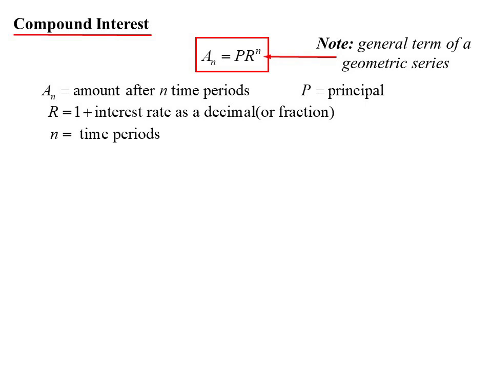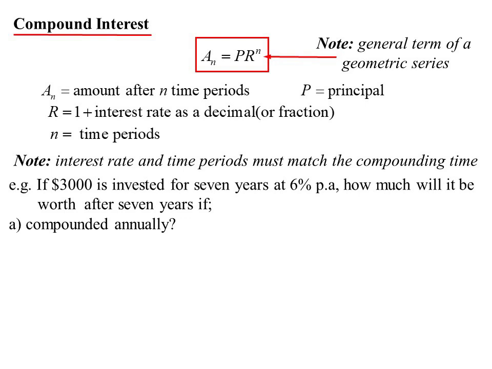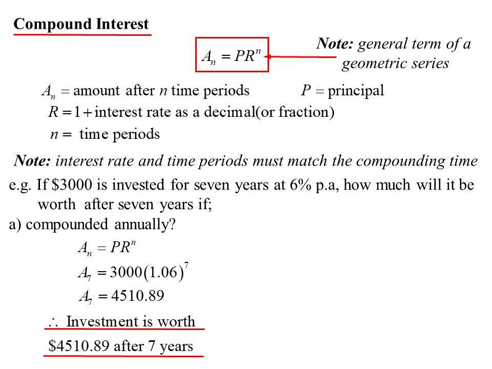The other key thing now, because we're compounding, the interest rate and the time periods have got to match whatever the compounding is. Okay, same question, but now we're doing compound interest. $3,000, 6% per annum, compounded annually. So subbing in, and we get $4,510.89. What was the answer to the last one? $4,260. So you can see compound interest is going to give you more money.